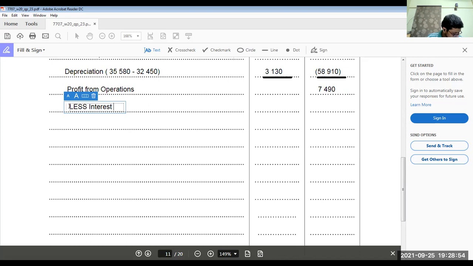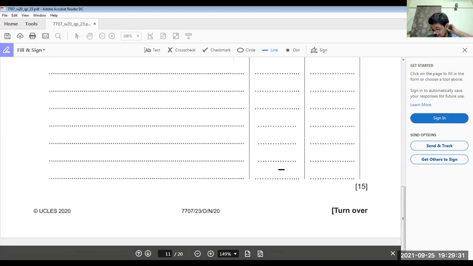How to calculate interest? Bank loan interest is given, that is 300. So we'll deduct 300 here and we'll get the profit 7,190. Done? So now we are finished with this question and we earned 15 marks, mashallah.